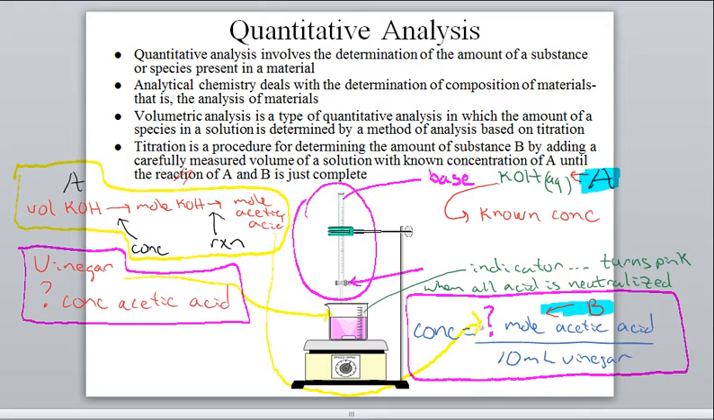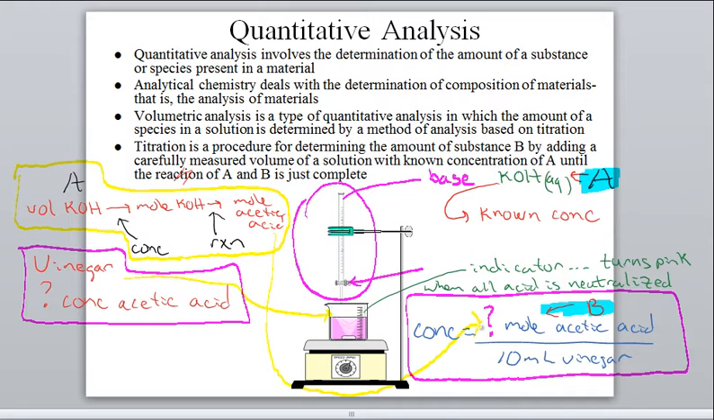So this quantitative analysis, you have to have some knowns. You choose a reaction that's very, very specific between your A and your B. If there were other acids in vinegar, then the KOH wouldn't be specific to acetic acid. You'd be getting the concentration of all the acids that are in vinegar. So you have to pick a chemical reaction, and you have to pick an A that only reacts with your B, your unknown. Okay, let's go ahead and use this concept that we just taught and apply it to a different reaction. It's also an acid-base reaction, but we'll apply it to that.